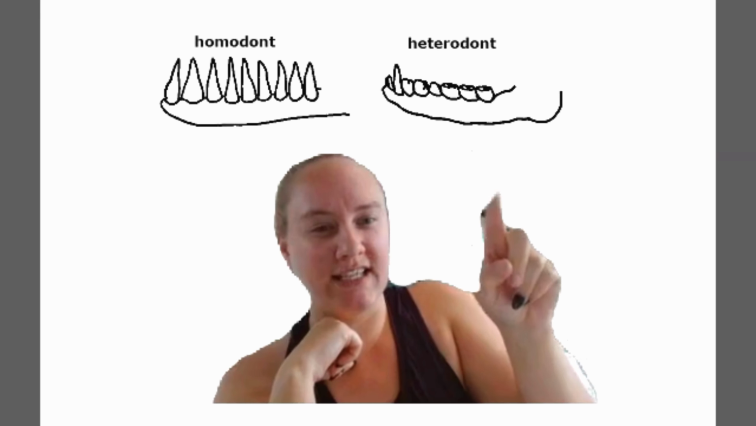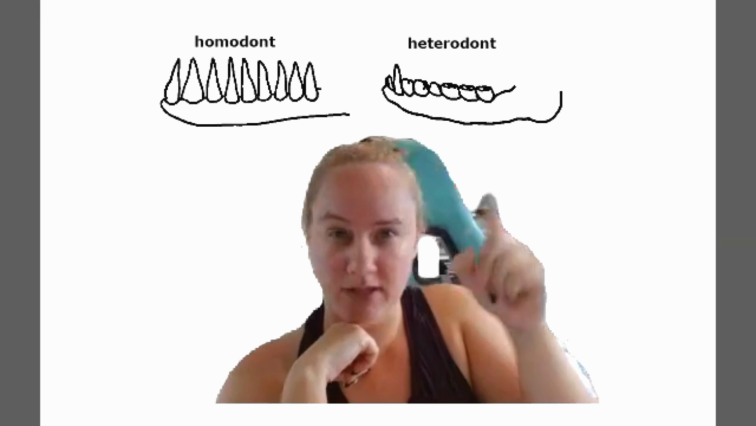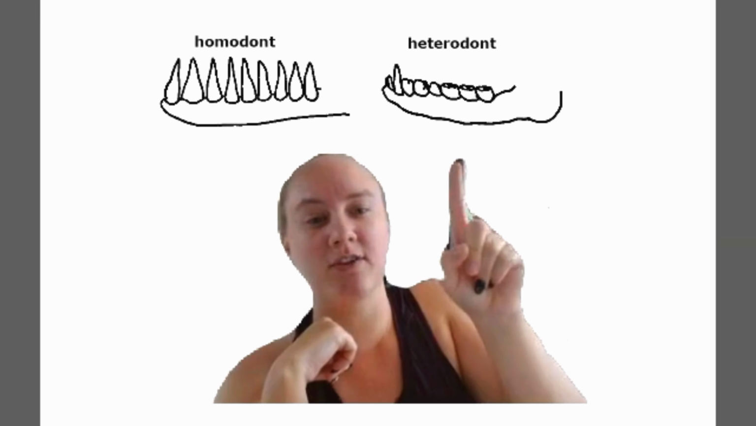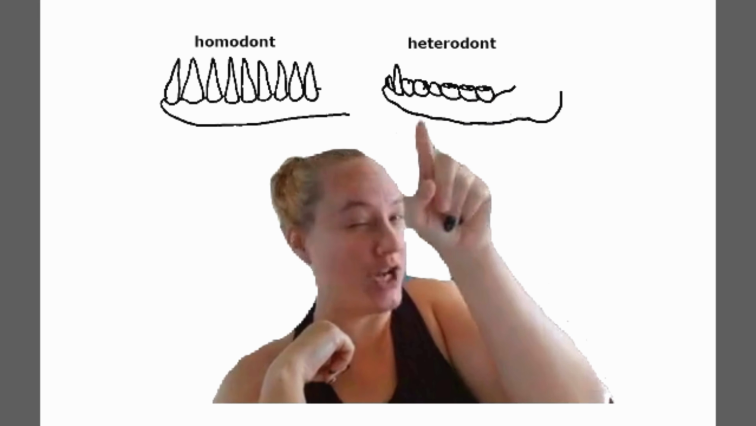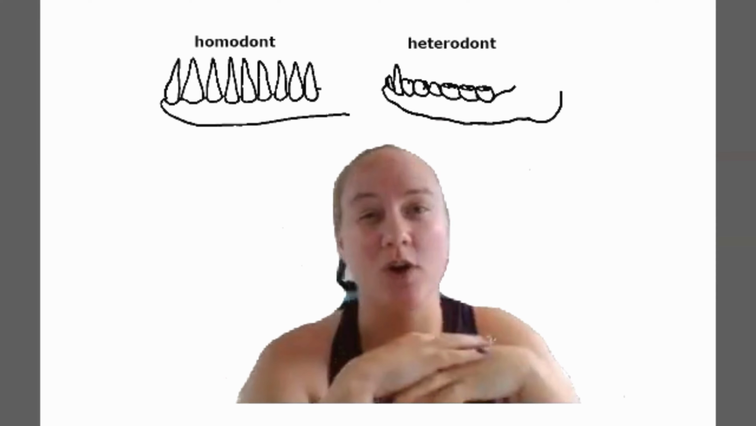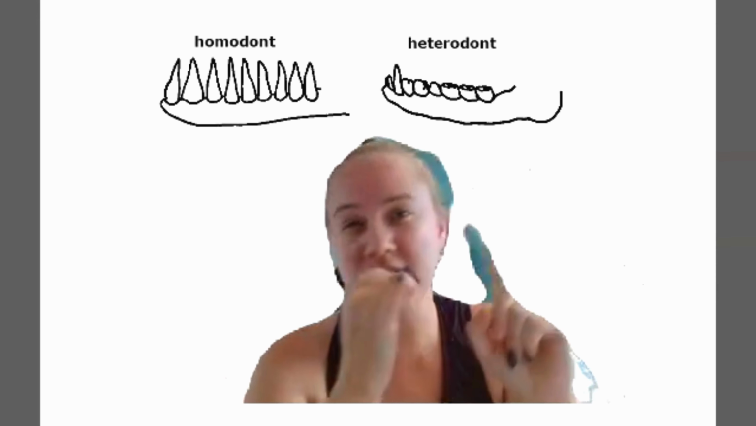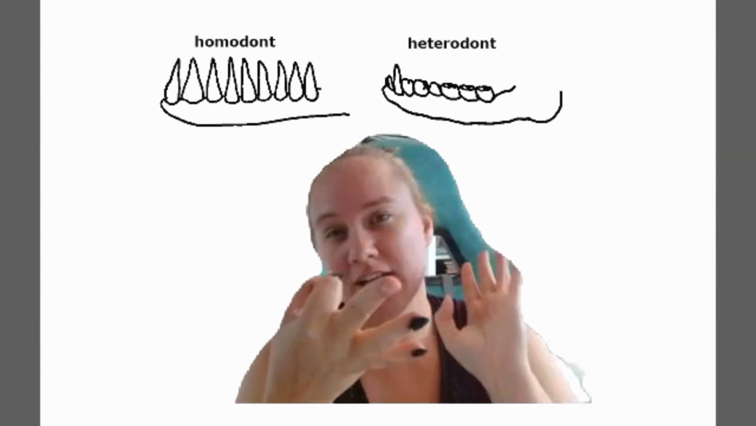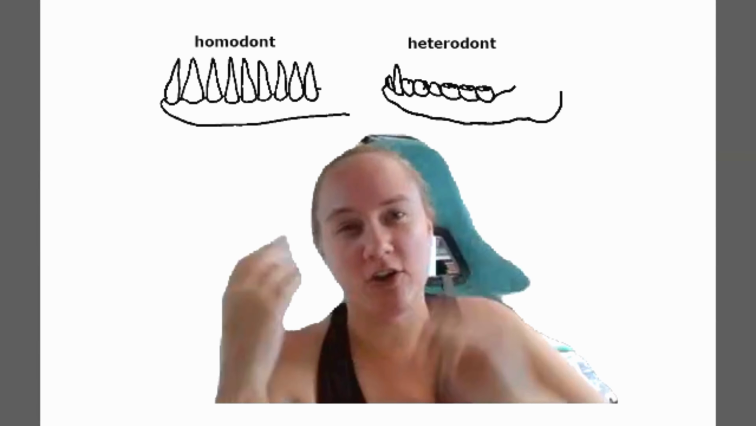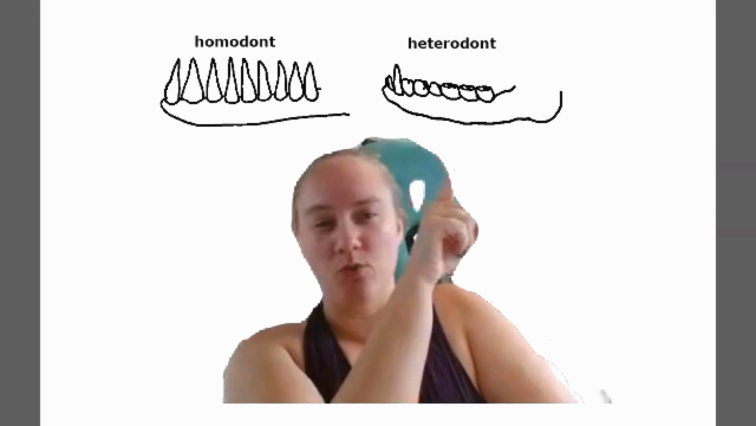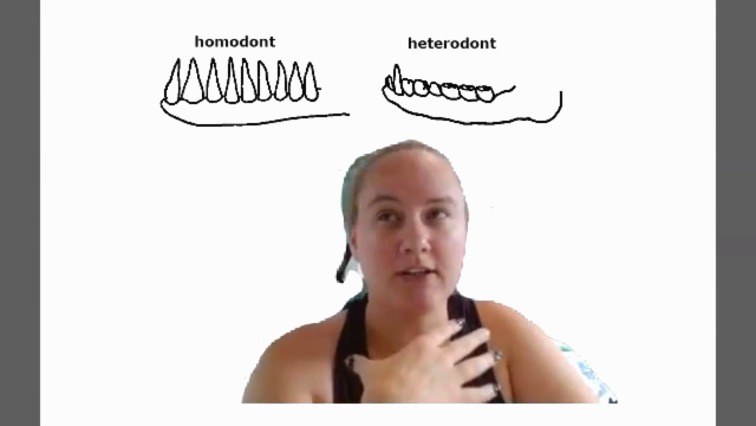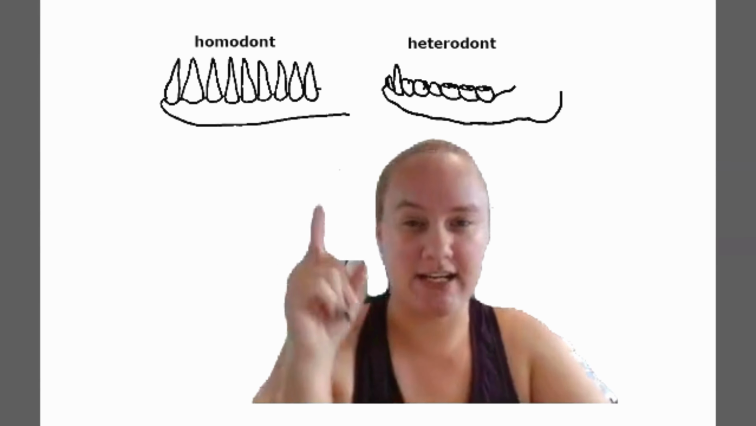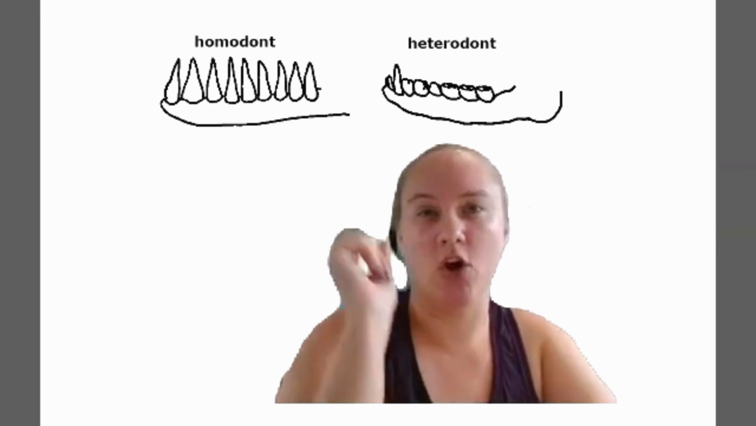With heterodont teeth, a lot of mammals have these, including primates, and that's because our teeth are more generalized. So we have various types and shapes of teeth, and that allows us to do a wide variety of things. We can do crushing, we can do shearing, we can do cutting, all that kind of stuff. So animals with heterodont teeth generally have more varied or generalized diets than animals with homodont teeth.